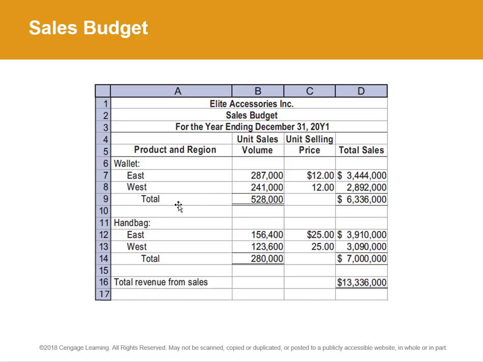You could have just added up, taken the total wallets, 528,000 times 12, and for handbags, 280,000 times 25. And that would have given us total revenue from sales. But they divided this up into regions and then by product and made a big production of it.